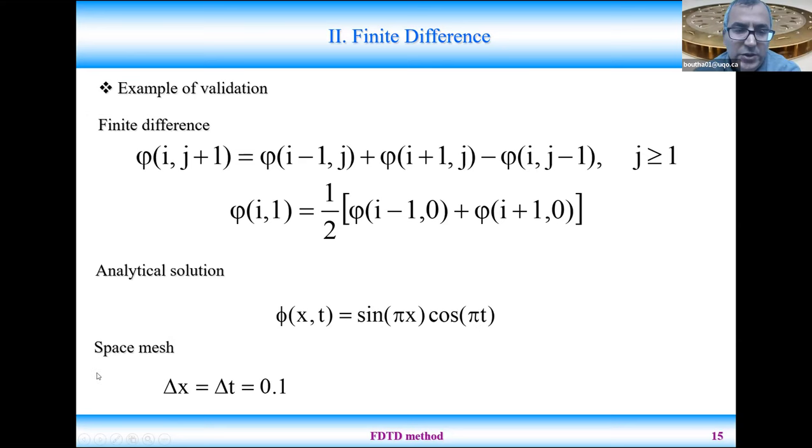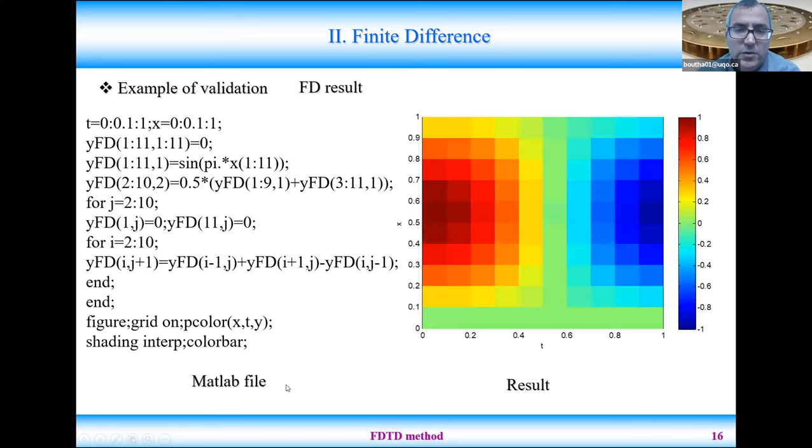Let's consider that the space mesh, delta x, is 0.1 and the time step is 0.1. And let's resolve the problem using MATLAB. So first we do FDTD. How do we do FDTD? We have here the vector in time, t from 0 to 1 with delta t equals 0.1, and x from 0 to 1 and delta x 0.1. We start with the matrix of the solution from 1 to 11 here, and 1 to 11, first with 0.